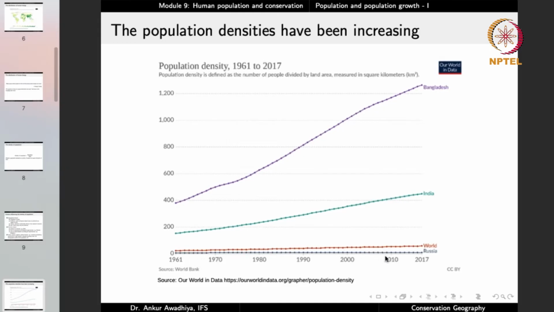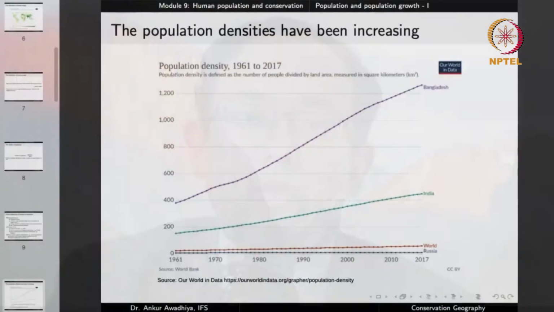And overall in the world as well, we'll find that the population density has been increasing because the human population is growing and the total world area remains the same. It is in certain countries like Russia that we have roughly zero or in some cases even negative population growth. But overall, if we see, the world population density of humans has been growing with time.